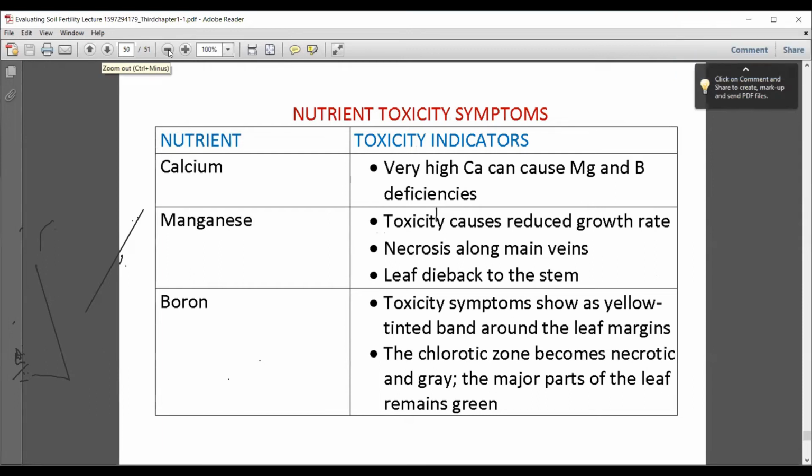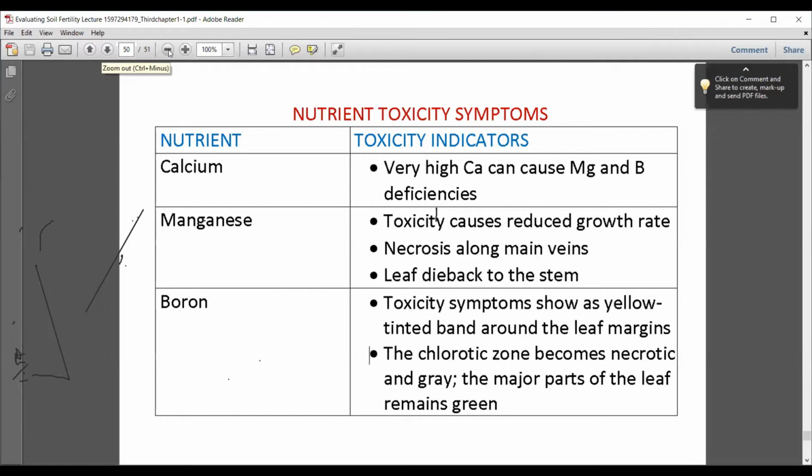Manganese also causes reduced growth rate, necrosis along membranes, and leaf die back to the stem. Leaves start to die until they get to the stem and they drop. The more the leaf drop, the lower the photosynthesis activities and the lower the yield.